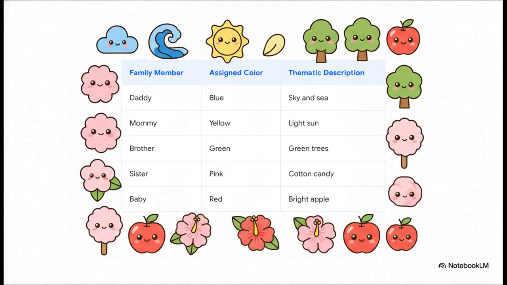And just look at how organized this is. The transcript systematically maps these traditional family roles not just to fingers, but to primary and secondary colors, basically locking them into very specific environmental themes. So daddy is blue, tied to the sky and the sea. Mommy is yellow for the sun. Brother gets green for trees, sister is pink for cotton candy and flowers, and the baby is red, like a bright apple. To put that into perspective, it's not just a rhyme. It's a highly organized associative learning model, completely disguised as a catchy tune.